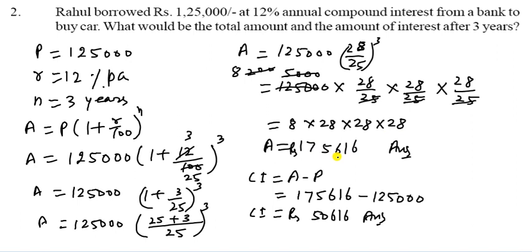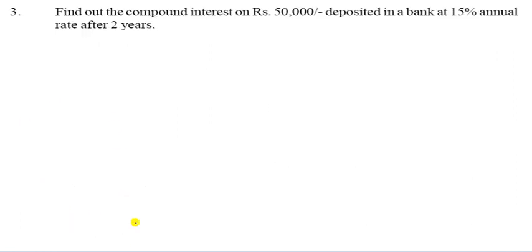Yes, let us see here. So multiplication will be equal to here it is 175616 rupees. So compound interest is A minus P. So it is 175616 minus 125000 and CI will be equal to rupees 50616 and that is your answer. Let us see.